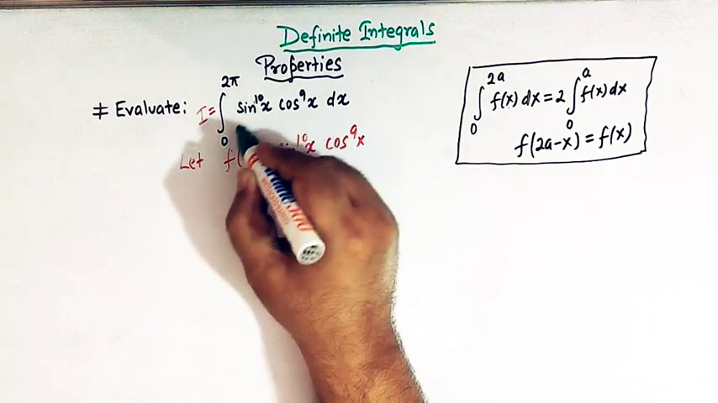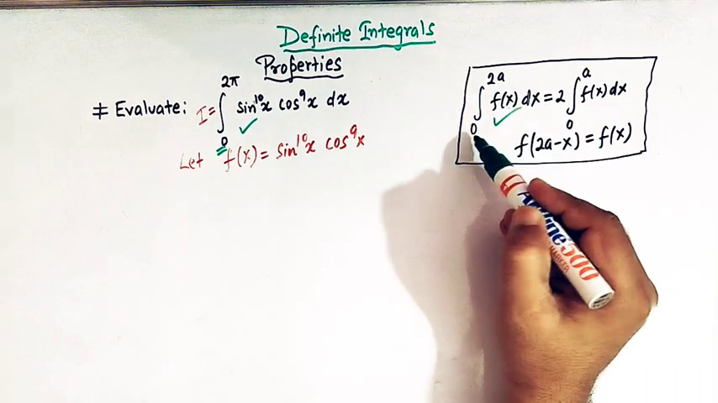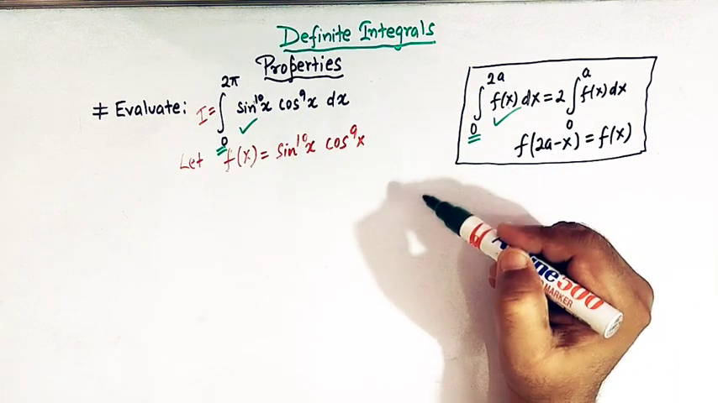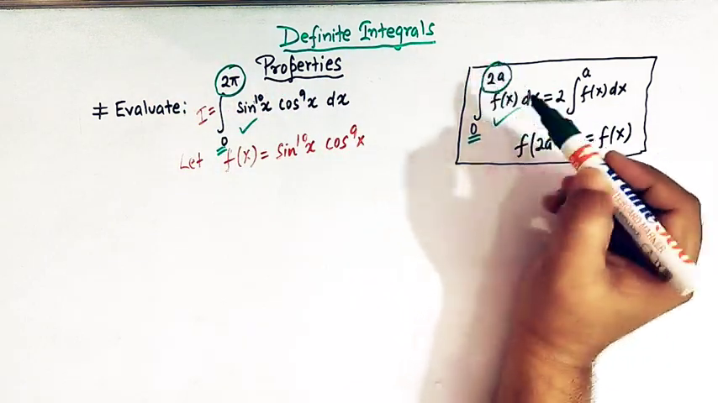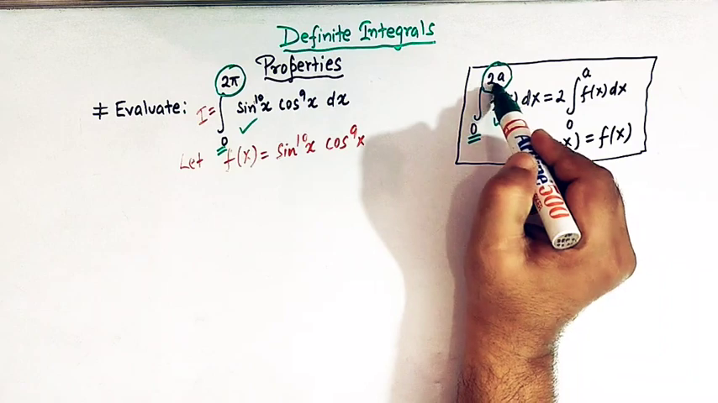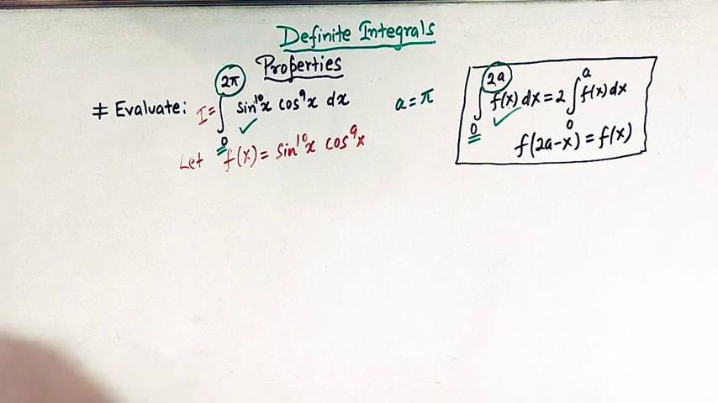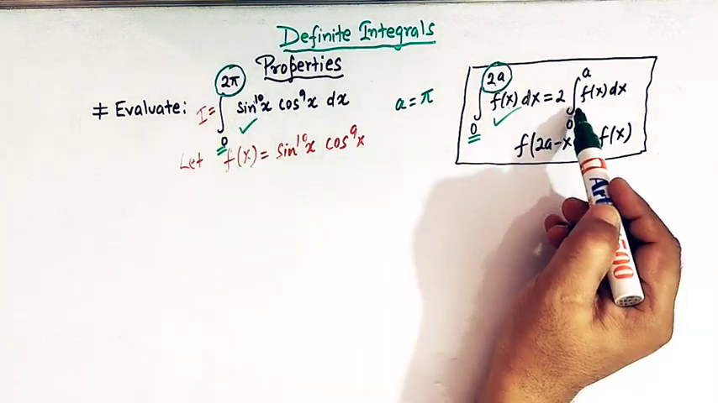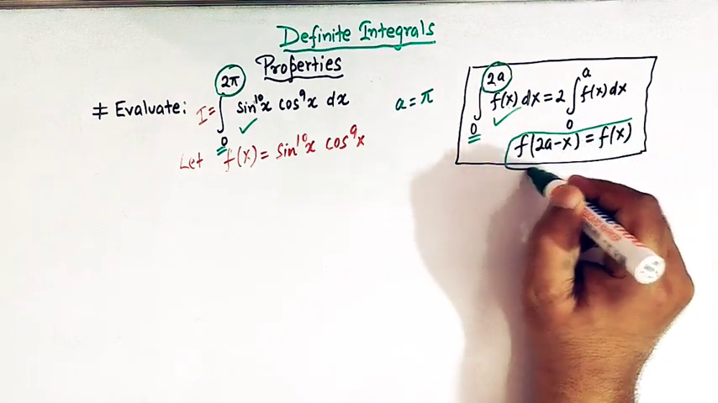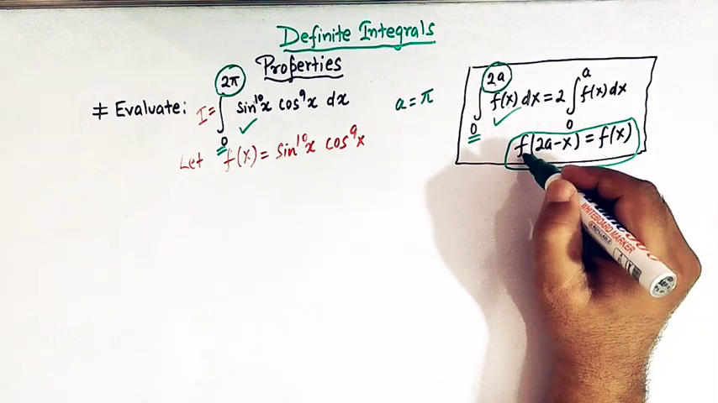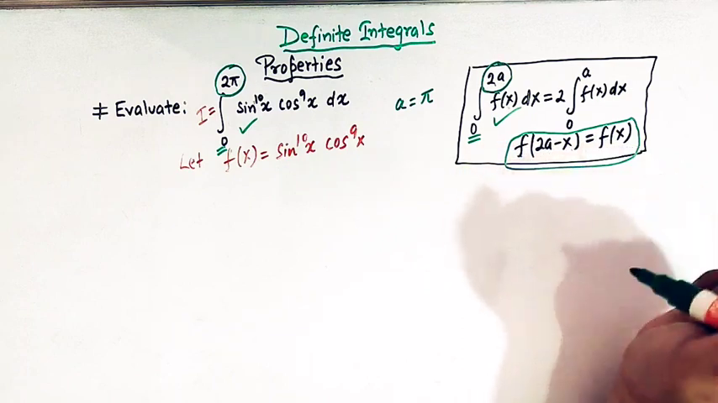Now if we compare this integral with this one, we can see that here we have the lower limit as 0 and the upper limit is 2 pi, and here we have 2a. So if we compare 2 pi with 2a, then the value of a is pi. Now to apply this property to this integral, we have to see whether this condition is satisfied or not, that is, f of 2a minus x is equal to f of x or not.